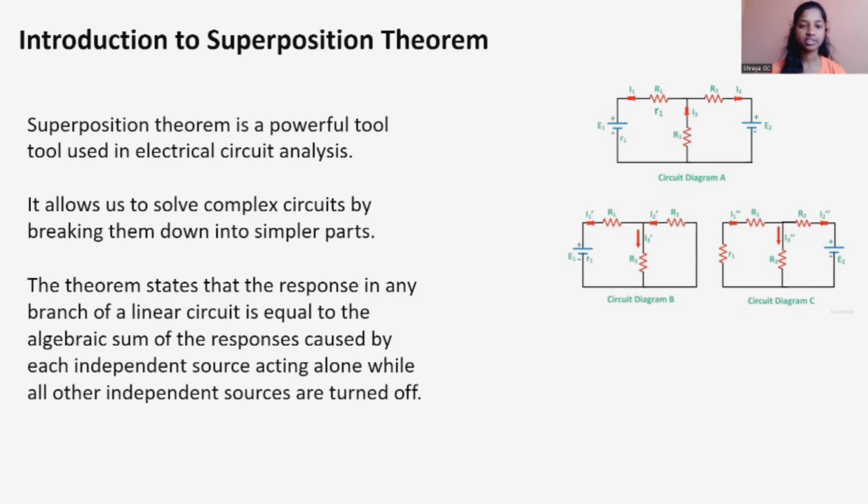The theorem states that the response in any branch of a linear circuit is equal to the algebraic sum of responses caused by each independent source acting alone while all other independent sources are turned off.